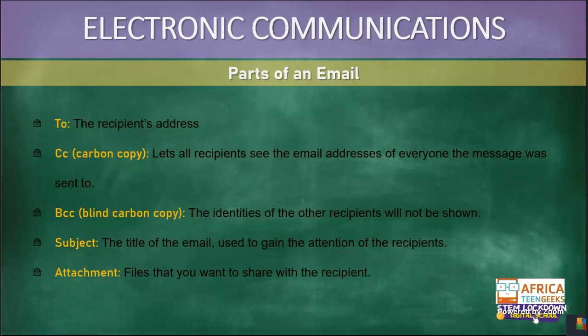So the first one being the recipient's address. Where do you want to send the email to? That is the recipient. Number two, these are optional: CC and BCC. CC, which is short for carbon copy. Now this one will let all the recipients see the email addresses of all the other recipients that we have added, that we have sent the message to.